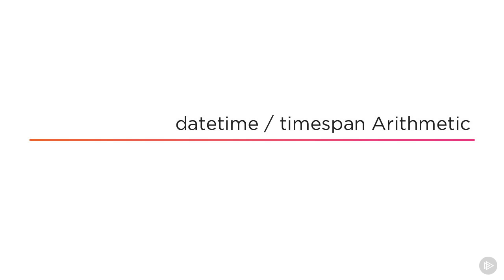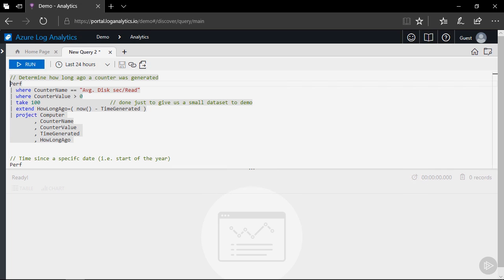KQL makes doing date-time math very simple. In this example, I'm going to parse the perf table to look for a specific counter where its value is greater than 0. I'm then going to grab 100 rows at random just to give us a small data set to demo. Out of this data set, what I'd like to know is how long ago was this performance counter generated relative to right now.